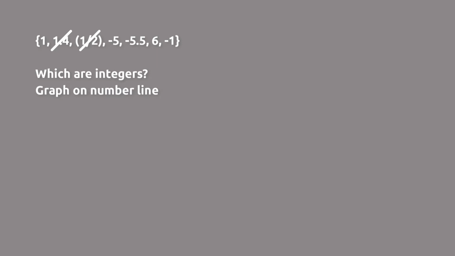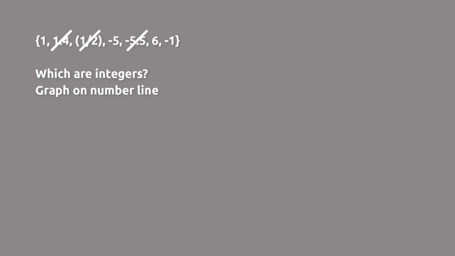-5, that is an integer. It's a counting number with a negative sign, so therefore that is an integer. -5.5, again, there is something to the right of the decimal that is not 0, and therefore that is not an integer. 6 is a counting number, and therefore is an integer. -1, that's a counting number, but negative, and therefore that would be an integer. Not a counting number, but an integer.